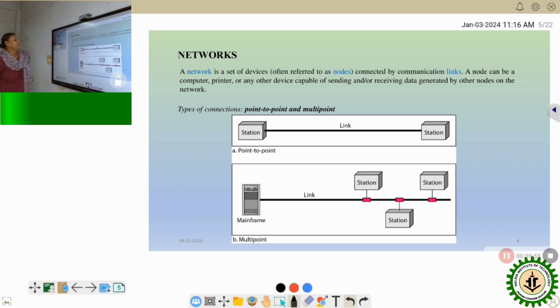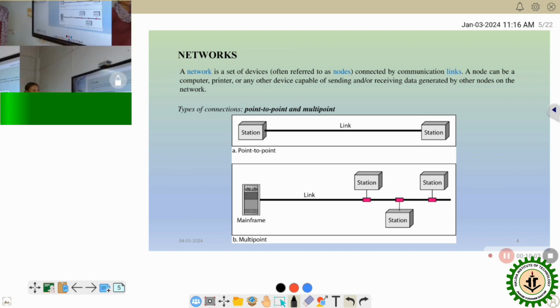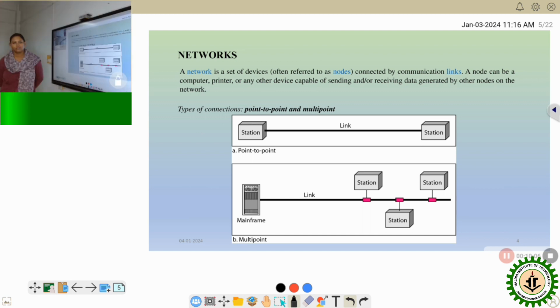A network is a set of devices. Here sometimes a device is also referred to as a node. Okay, so that's why it is referred to as nodes. Connected by communication links. It is also important. So when more than one device, or a set of devices, are connected via some communication link, either wired or wireless, anything, but some link is present between them or among them, that is known as a network.